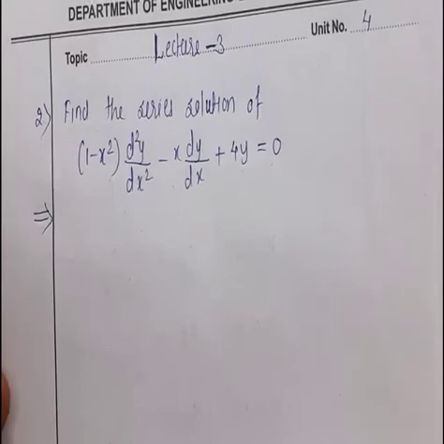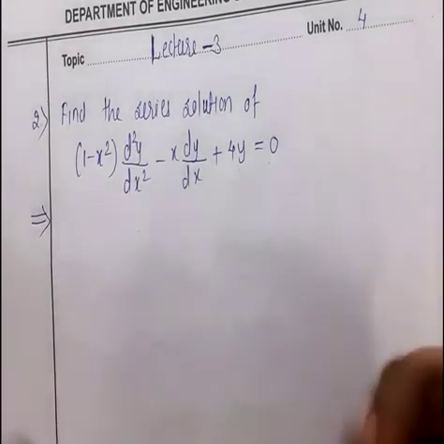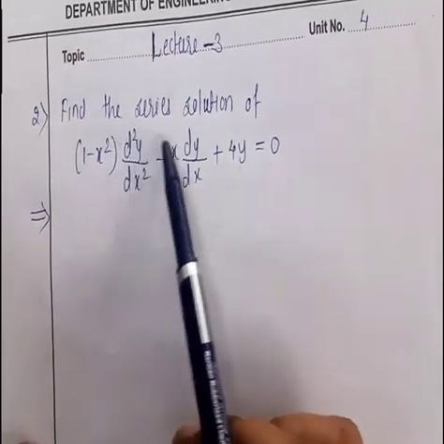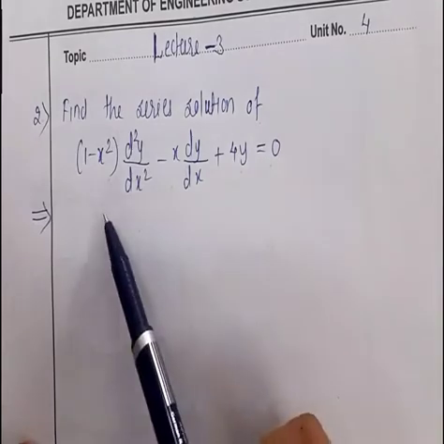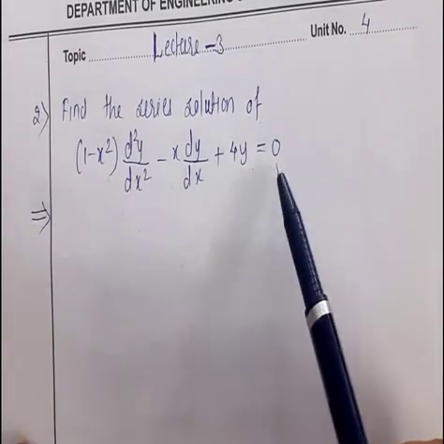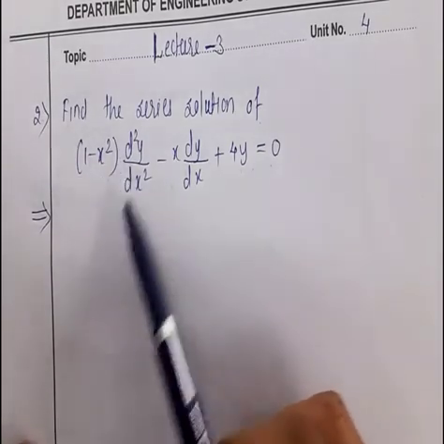Welcome to lecture number 3 of unit number 4. Today we are going to see one example on the power series method. The example is: find the series solution of (1 minus x square) d2y by dx square minus x into dy by dx plus 4y is equal to 0.